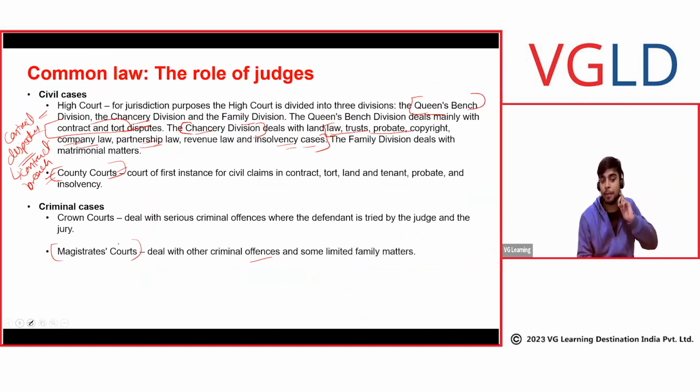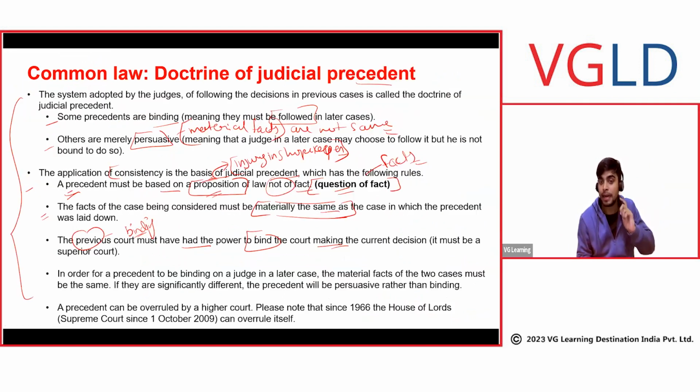So only a previous court that had the power to bind the court matters. In order for a precedent to be binding on the judge in later cases, the material facts of the two cases must be the same. Otherwise the precedent will be persuasive rather than binding. This is just for your information in case you are interested. A precedent can be overruled by a higher court, as we have already discussed. And this is just information: the House of Lords in 1966, the Supreme Court since 2009.